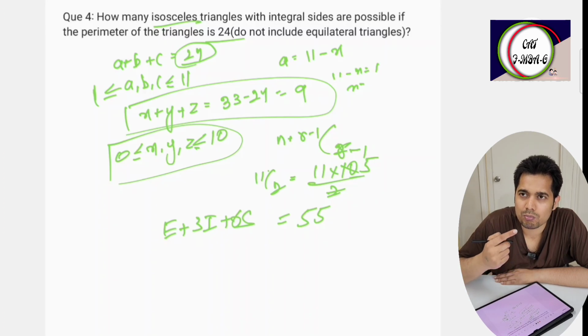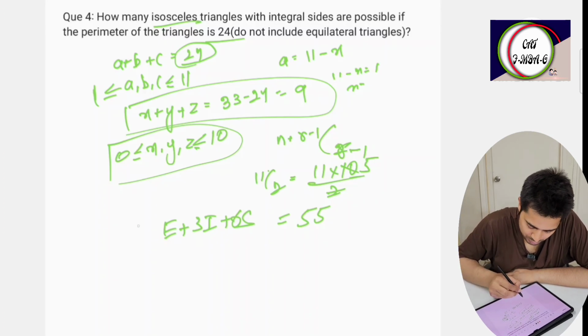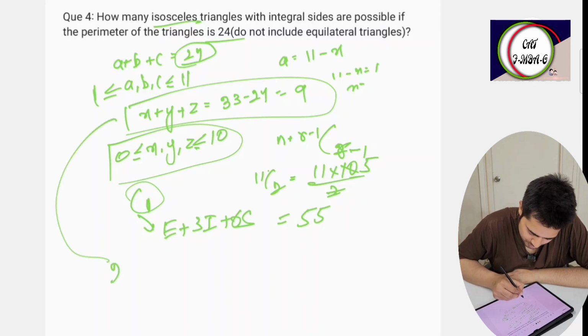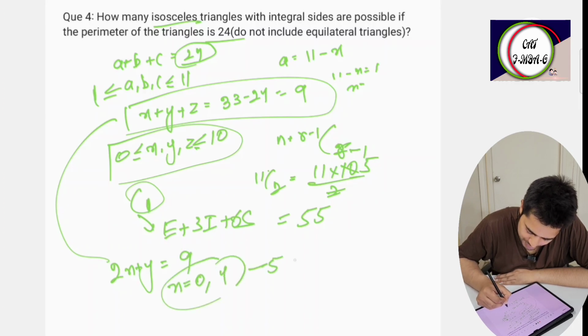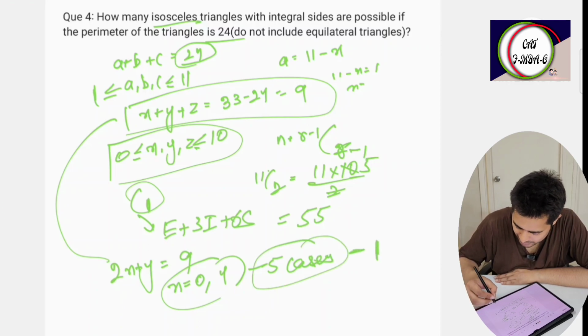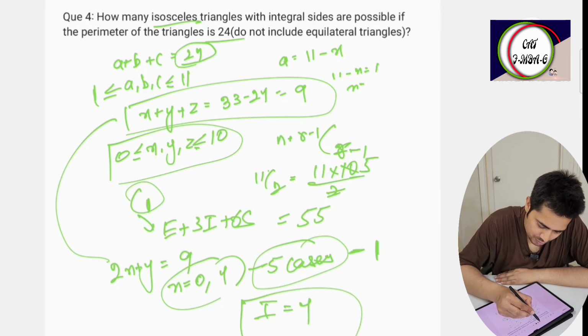And 24 is a multiple of 3, so E is equal to 1. Now use here 2x plus y is equal to 9, so x is equal to 0 to 4. There are 5 cases, but this also involves one equilateral case, so I is equal to 4. This is the right answer. 4 is the right answer.